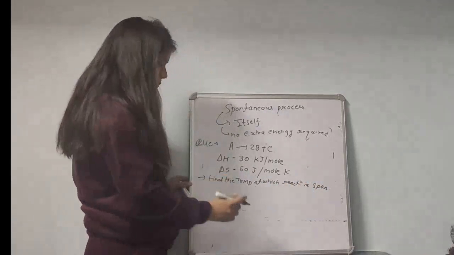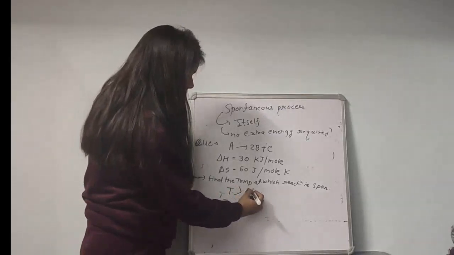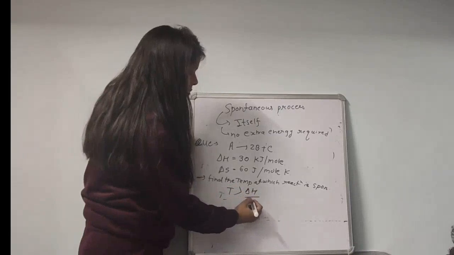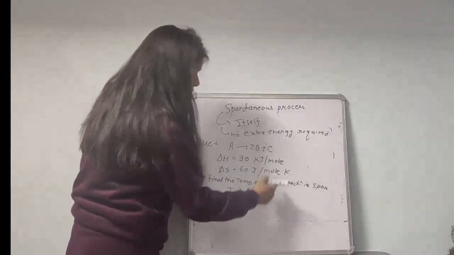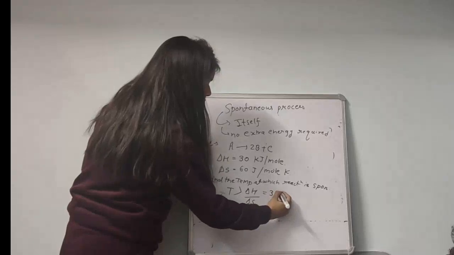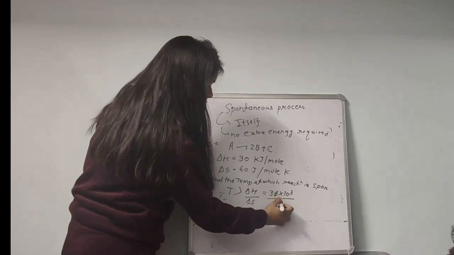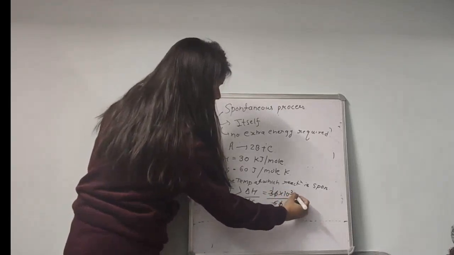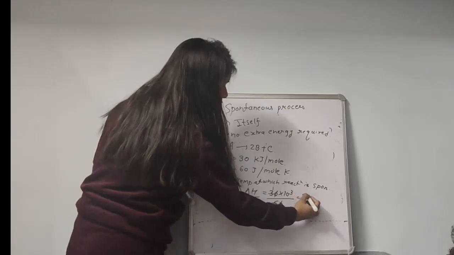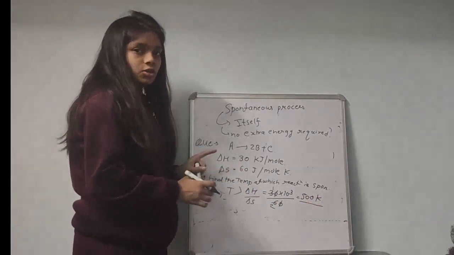For this we know delta H divided by delta S, so we can calculate the temperature. We put the values here: 30 divided by 2 is going to be 500. So at 500 K, this reaction will be spontaneous.